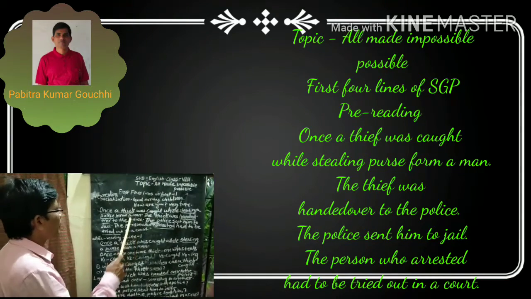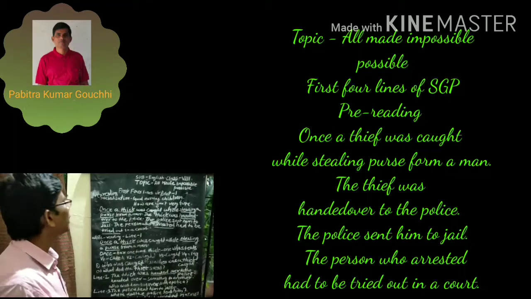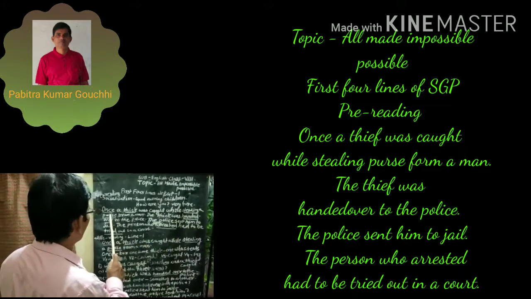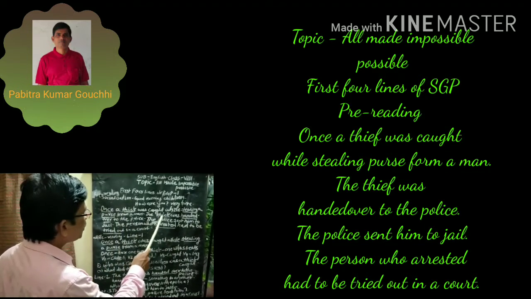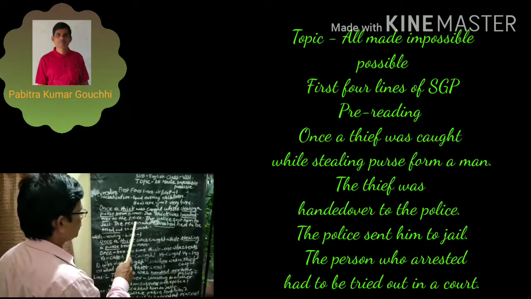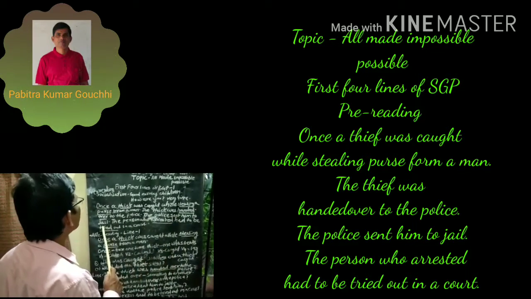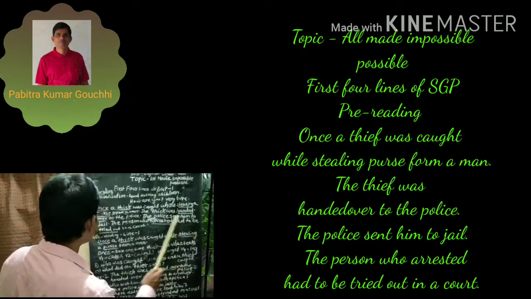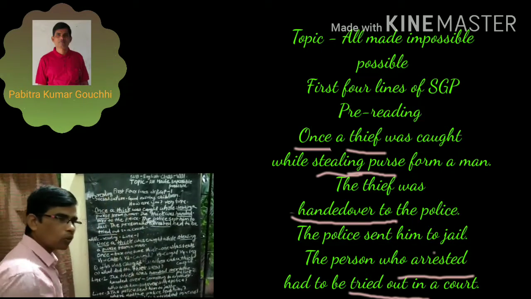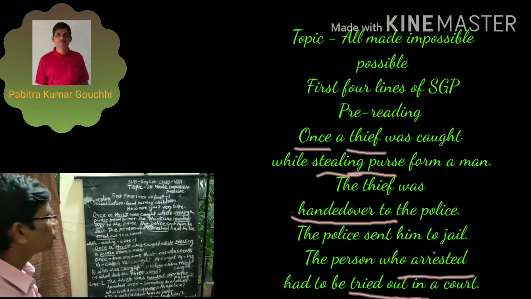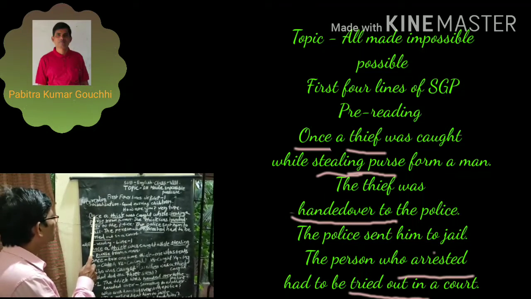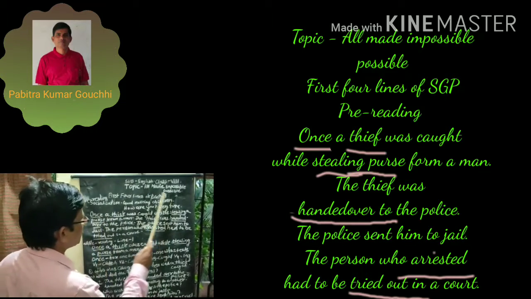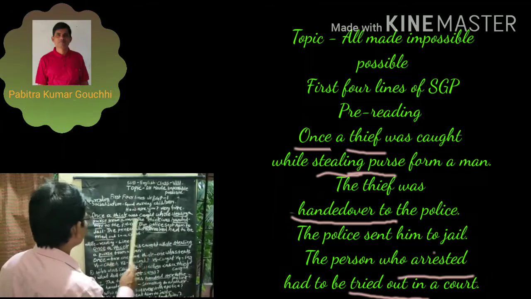Read the first paragraph. You listen silently. Once a thief was caught while stealing a purse from a man. The thief was handed over to the police. The police sent him to jail. The person who was arrested had to be tried out in a court. Children, mark the underlined words: once, thief, stealing, purse, handed over, arrested, tried out.